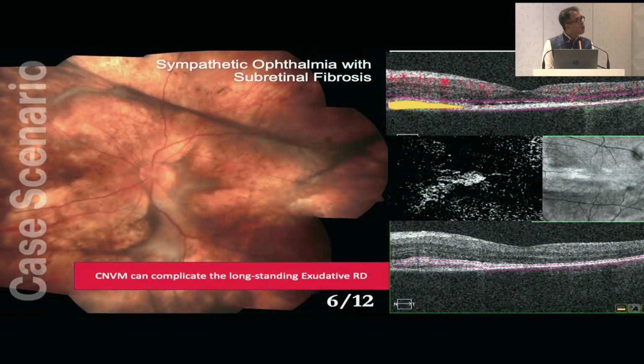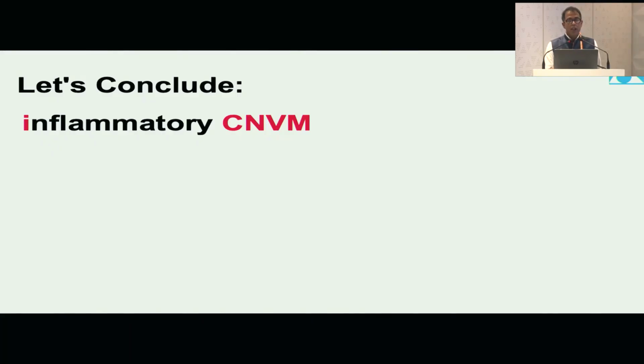And later we realized that while we were busy settling the exudative RD, there was one CNVM also growing. So it's very important to understand that while treating one entity, you may miss another. So I'll conclude here on inflammatory CNVM.